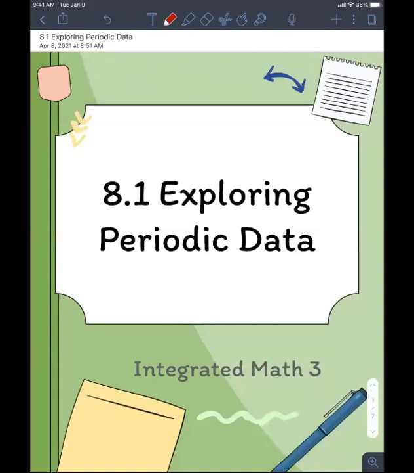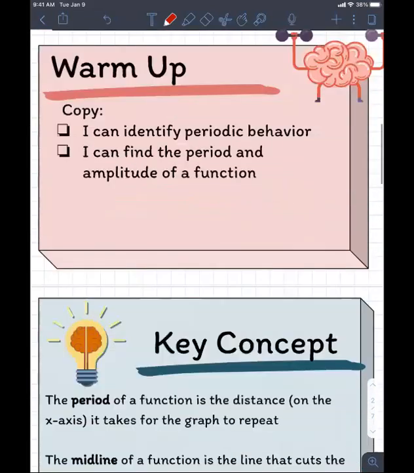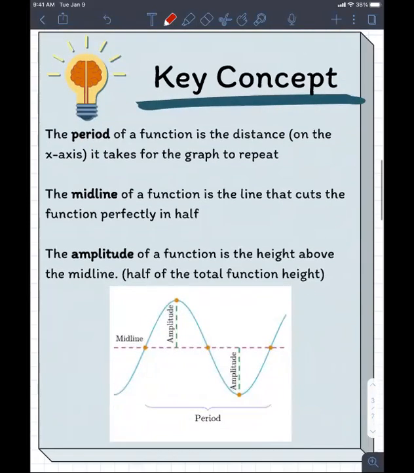Are you ready for the key concept? Matthew, Genesis, and Juan, it would be really great if you turned your cameras on so I could see your beautiful faces. Our key concept, we have period, midline, and amplitude. The midline is not going to be a super important definition. The only reason we need it is to define the amplitude.